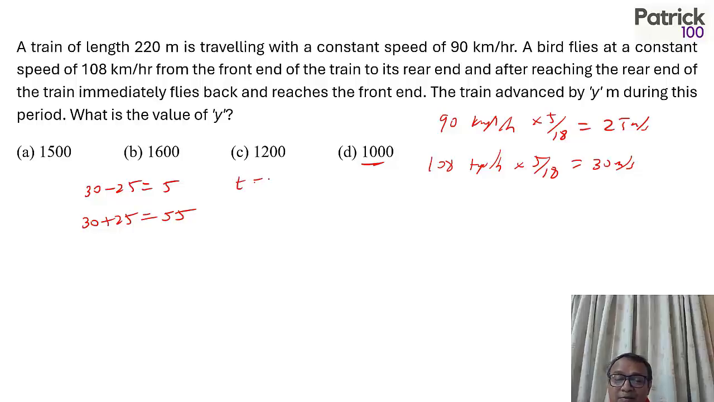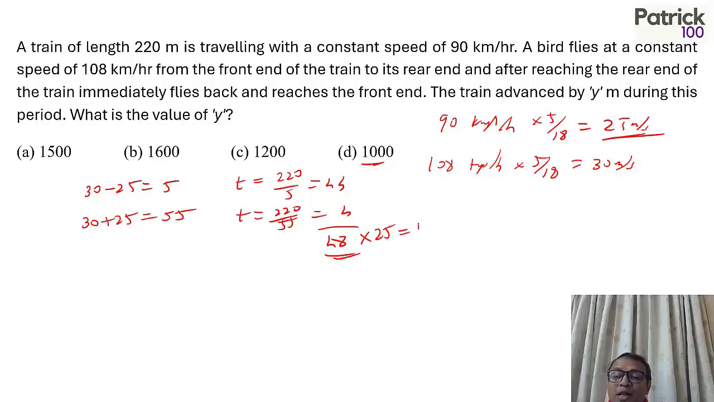So the time taken by the bird here is 220 upon 5, which is 44, and here it is 220 upon 55, which is 4. So total 48 seconds is the time taken for the bird to go to one corner and then come back. In these 48 seconds, how much does the train travel? The train is traveling at 25 meters per second. So 48 into 25, you realize, is 1200. C option. That will give you the answer.